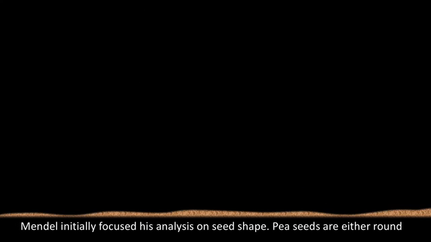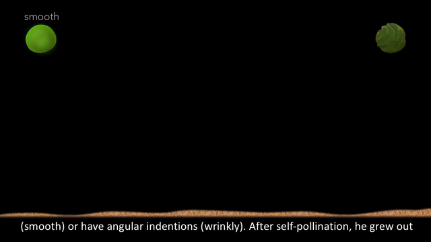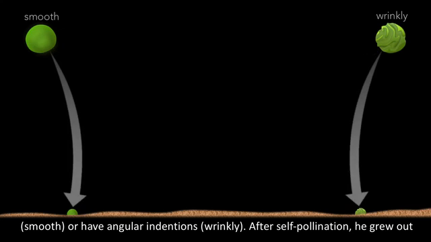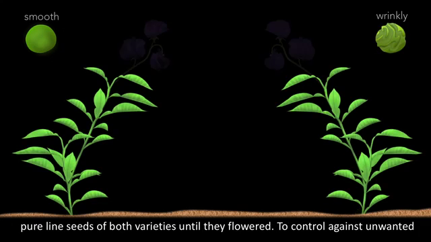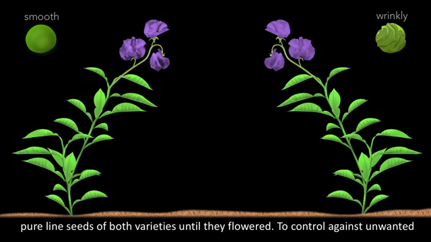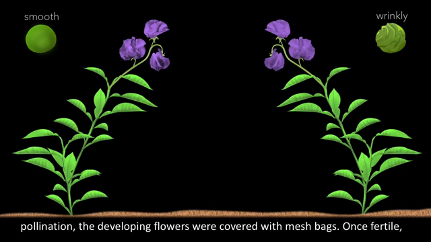Mendel initially focused his analysis on seed shape. Pea seeds are either round, smooth, or have angular indentations, wrinkly. After self-pollination, he grew out pure line seeds of both varieties until they flowered. To control against unwanted pollination, the developing flowers were covered with mesh bags.